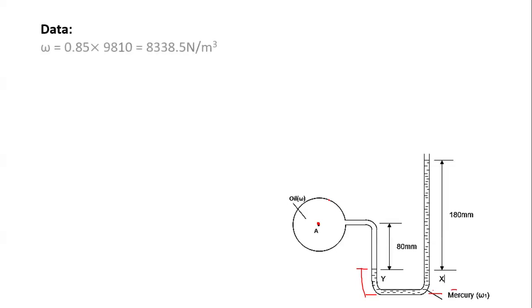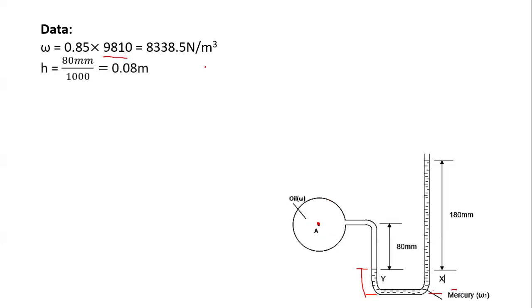Now, let's arrange our data. First of all, we're given the specific gravity of this liquid flowing in the pipe. It was 0.85. To get the specific weight, we multiply by 9810. What we get is 8338.5.